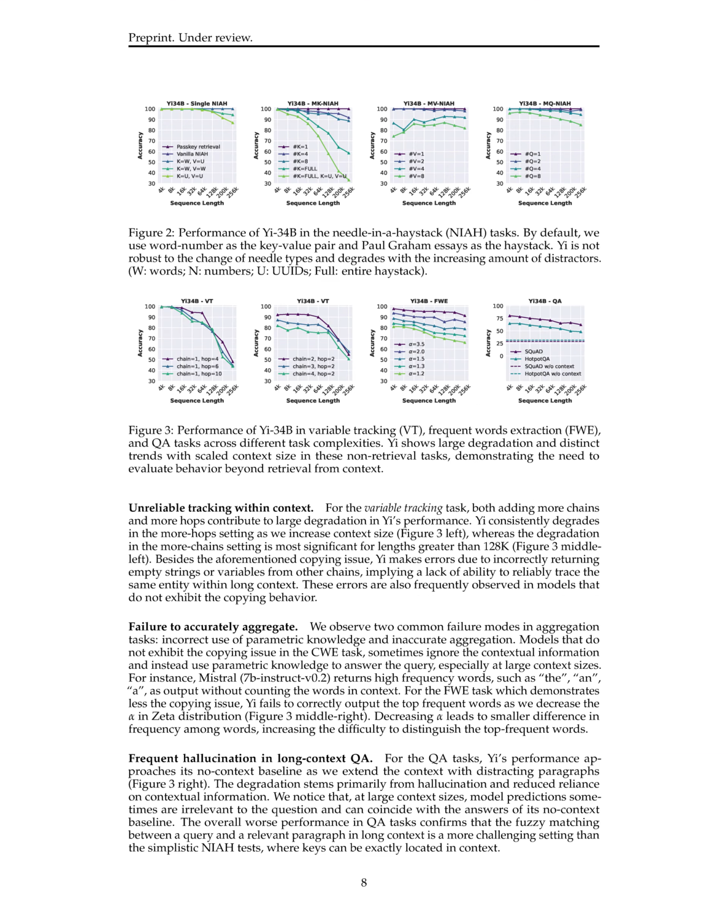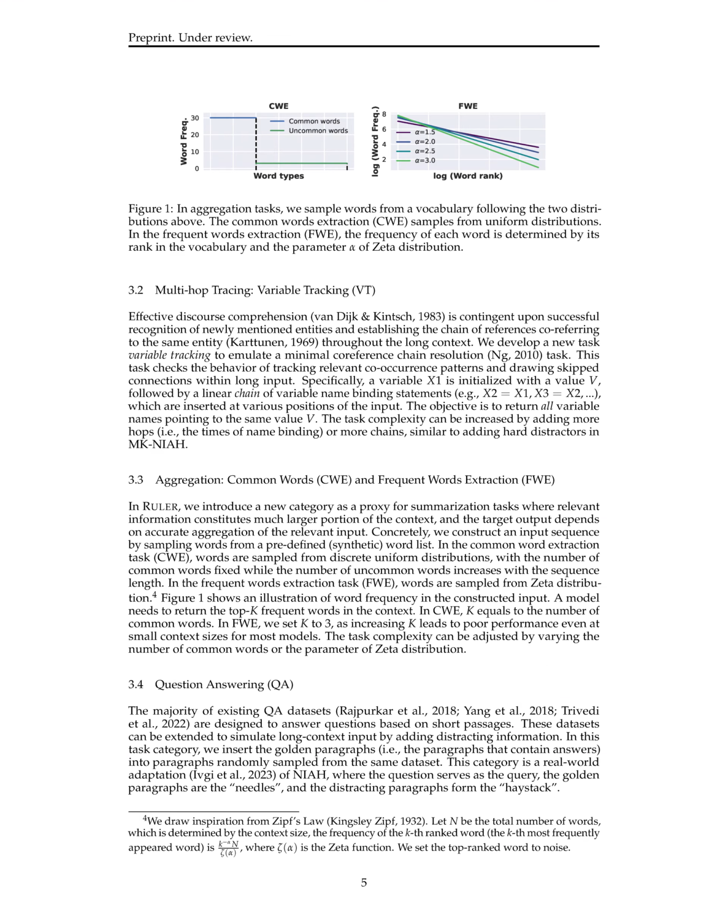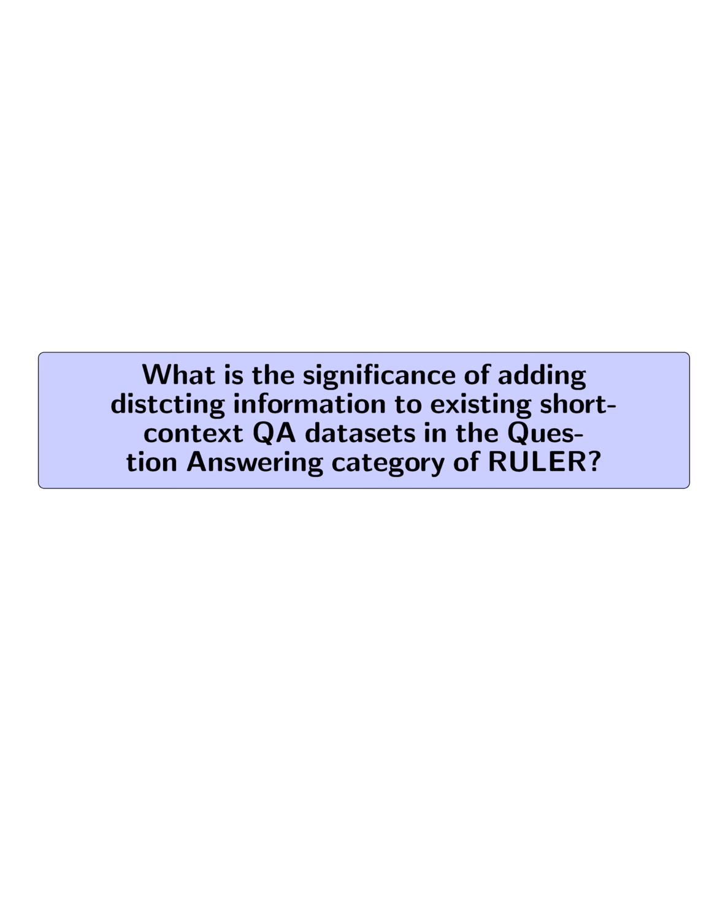Increasing k in the FWE task leads to poor performance even at small context sizes for most models. The complexity of these tasks can be adjusted by varying the number of common words or the parameter of the zeta distribution. What is the significance of adding distinct information to existing short context QA datasets in the question-answering category of ruler?